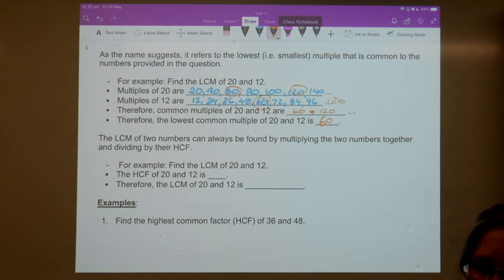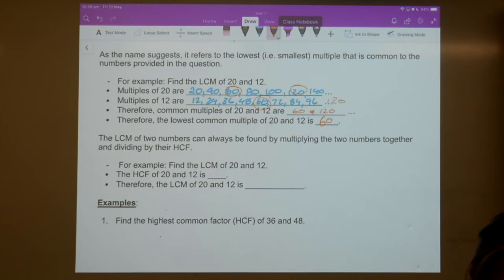So, if we want, for example, the lowest common multiple of 12 and 20. We know from the example above that the lowest common multiple, the LCM, is 60. But here's a way to get it. So, what is the highest common factor of 12 and 20? The highest number that can go into both of those.